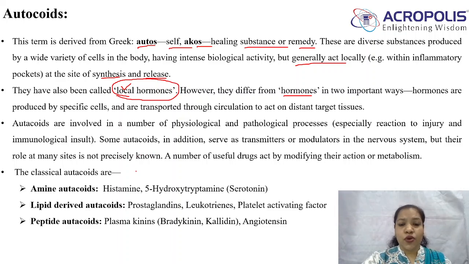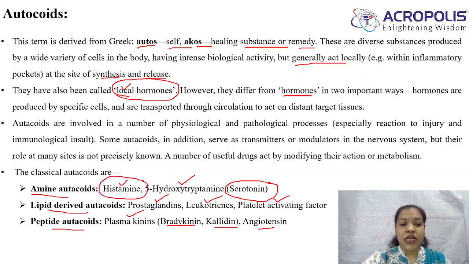Now, these autocoids are broadly classified into three main types: amine autocoids, lipid-derived autocoids, and peptide autocoids. Amine autocoids include histamine and 5-hydroxytryptamine, which is also known as serotonin. Lipid-derived autocoids include prostaglandins, leukotrienes, and platelet-activating factors. Peptide autocoids include plasmakinins such as bradykinin, kallidin, and angiotensin. So, the histamine which we are going to study in detail is a type of amine autocoid.